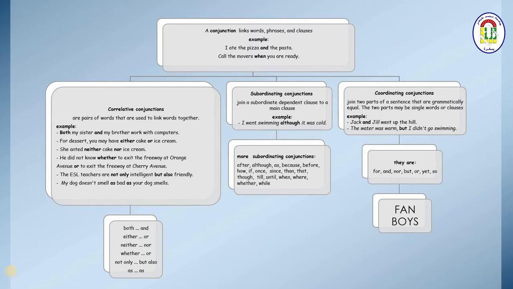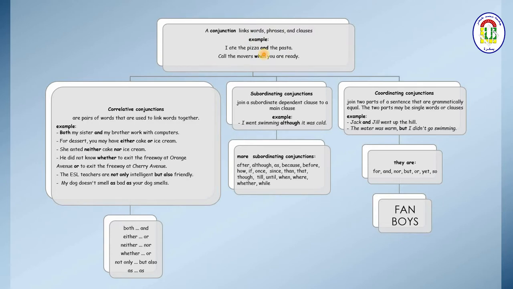So, examples for that: I ate the pizza and the pasta. I ate what? The pizza and the pasta. Let's use the laser pointer. I ate the pizza and the pasta. So here, pizza and pasta are equal in terms of their class.